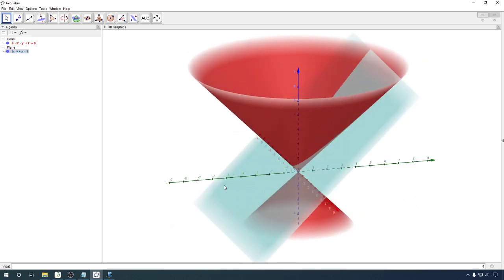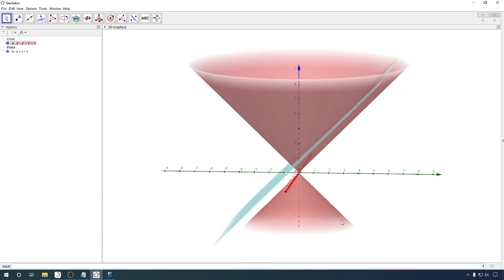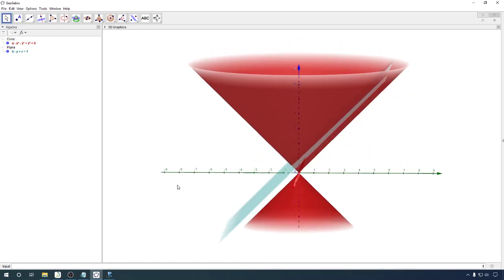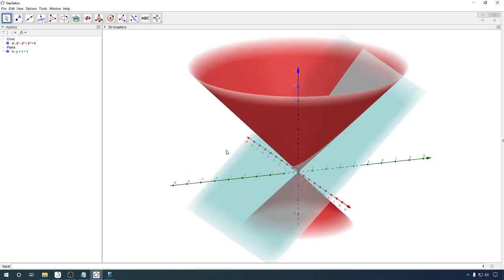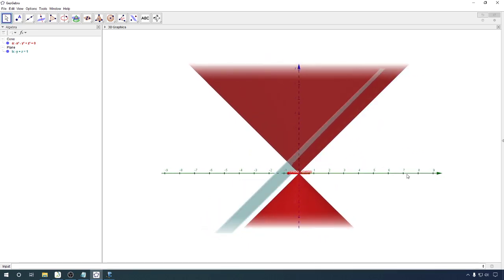So we have this plane that's coming through and hitting our cone. It's actually not hitting the bottom part at all. So that's why I'm saying it doesn't really matter here whether we have both parts of the cone. Now you can actually remember what this type of curve is.